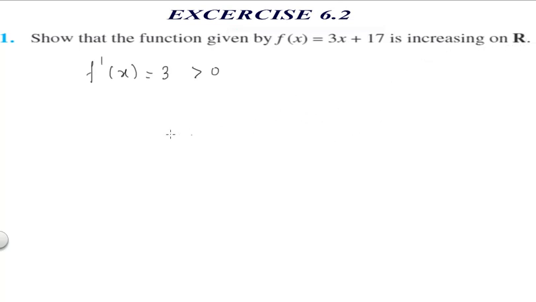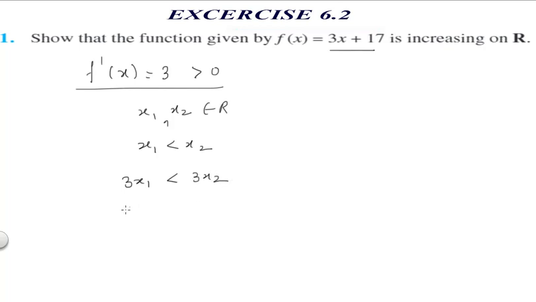Another way that you can do this question is, just take x1 and x2 belonging to R. Now we will assume x1 less than x2. Now we have to get this function, right? So first of all, we'll multiply both sides by 3. We get 3x1 less than 3x2. Adding 17 on both sides of the equation, we get 3x1 + 17 less than 3x2 + 17. So this is what: f(x1) less than f(x2).